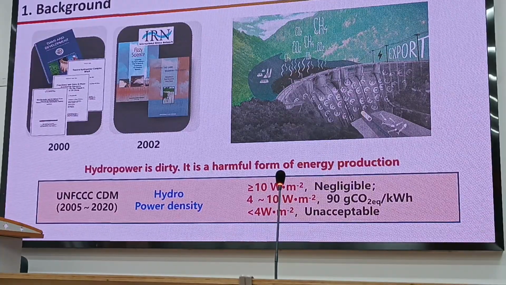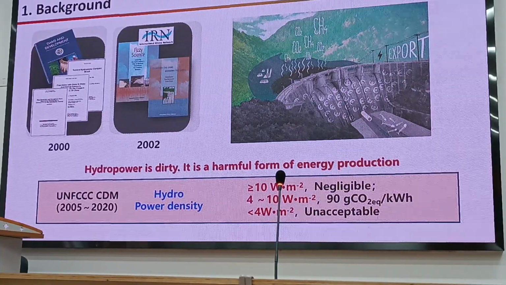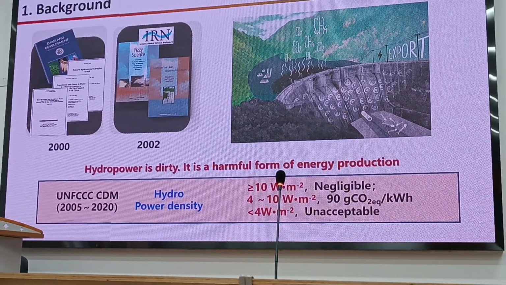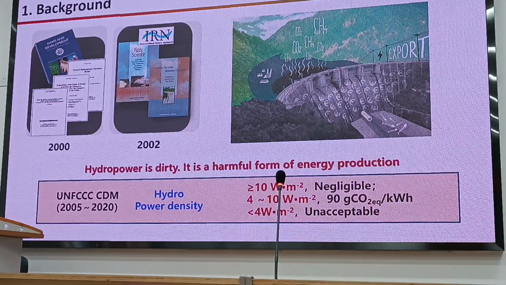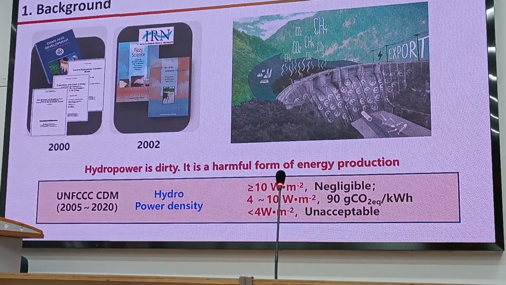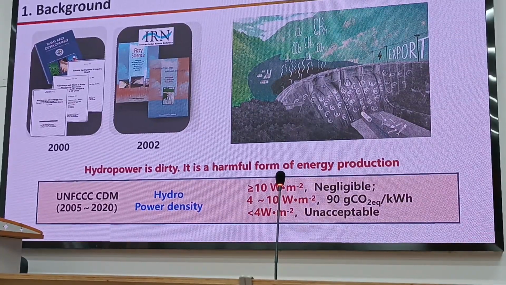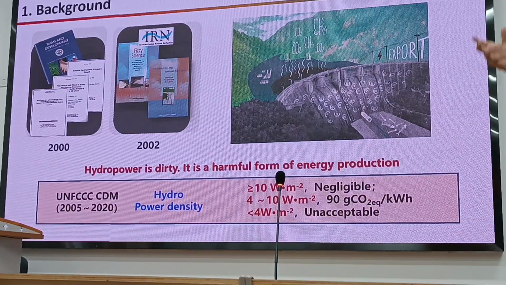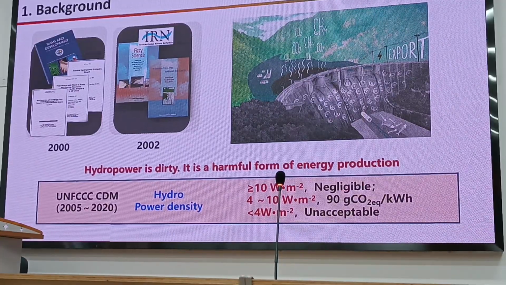And even the UNFCCC, I think everybody knows this, the United Nations Framework Convention on Climate Change, and also the CDM, the Clean Development Mechanism, illustrate hydropower density, which means the installed capacity divided by flooded land. So per square meter of flooded land, how much installed capacity is there. They divided hydropower projects into three different categories. If the hydropower density is lower than 4 watts per square meter, it's unacceptable in the CDM, which means they have the potential to emit a lot of carbon emissions. And if it is higher, it's negligible.